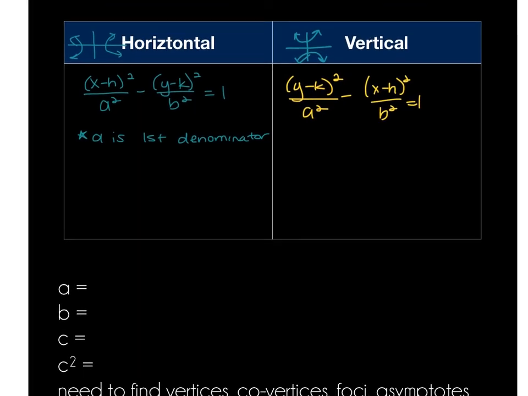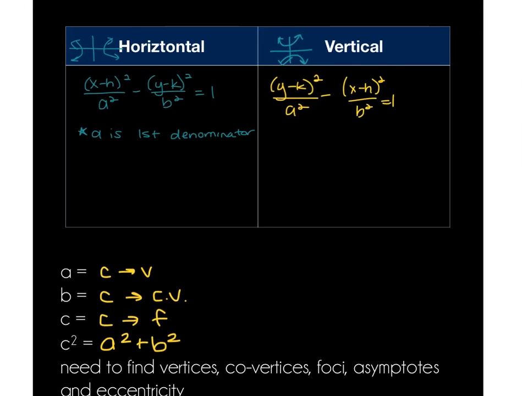The A, the B, the C are the same, so this is center to vertex, this is center to co-vertex, this is center to foci. A squared plus B squared is now what you use for hyperbola. So it's the opposite of the standard form sign. For an ellipse, the standard form is plus, and the C squared is A squared minus B squared. For the hyperbola, the standard form is minus, and the C squared equals A squared plus B squared.